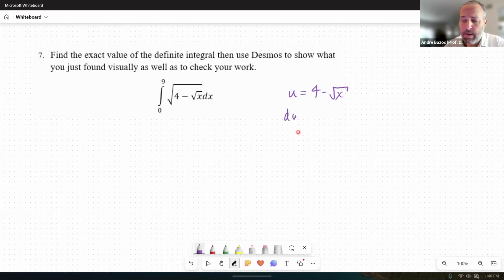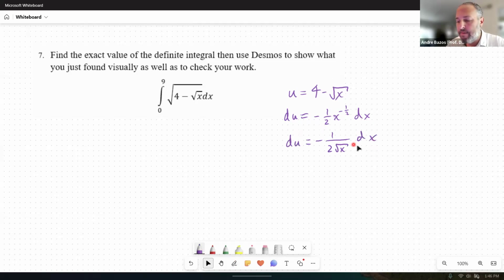So du is equal to, the 4 goes away, we get negative 1/2, so that's a half power, times x to the negative 1/2 power dx. And so I don't have the 1/2, I don't have the 2, I don't have the x to the... Let's just rearrange this. So this is negative 1 over 2 square root of x dx. All right, du is equal to this.